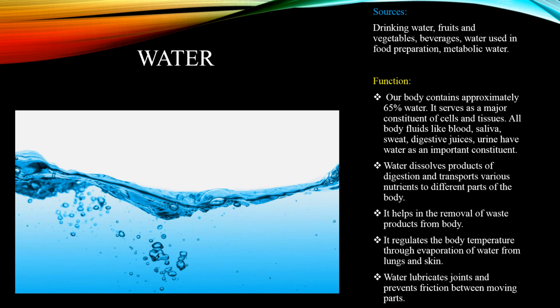The last nutrient that we are going to see is water. Drinking water, fruits and vegetables, beverages are all the sources of water. Now, our body contains 65% of water. For the various functioning of cells and tissues, water is required. Also, digestive juices, blood, saliva, sweat, all have water as a major constituent.